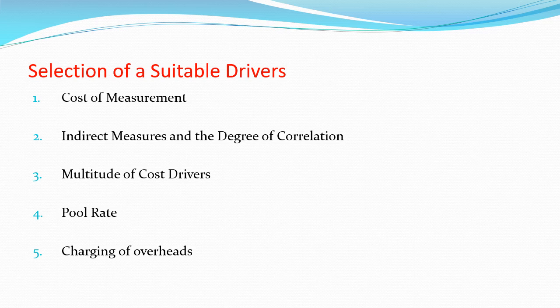After a cost pool is defined and cost drivers are identified, the cost per unit of the cost driver is computed for that pool, which is called the pool rate. The pool rate links cost driver with the resources used. This pool rate can be based on either planned or actual activity level.